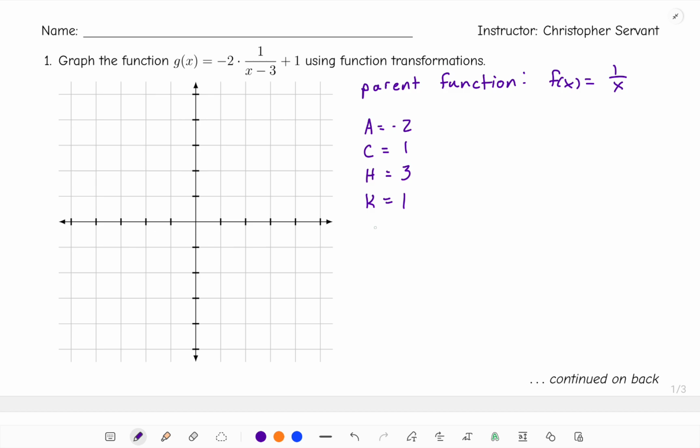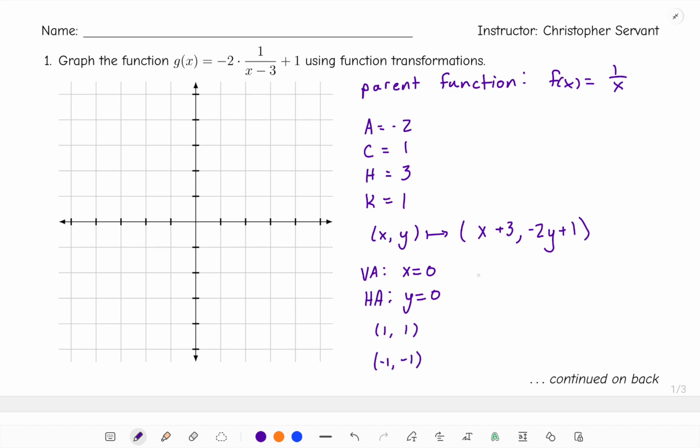Then that tells me that x comma y will get mapped to x over 1 plus 3 and -2 times y plus 1. And I'm just going to simplify the x over 1 to be just x. And then we had 4 important properties for the parent function. That was the vertical asymptote, which was x equals 0. The horizontal asymptote, which was y equals 0. A point, 1, 1. And then the point, -1, -1.